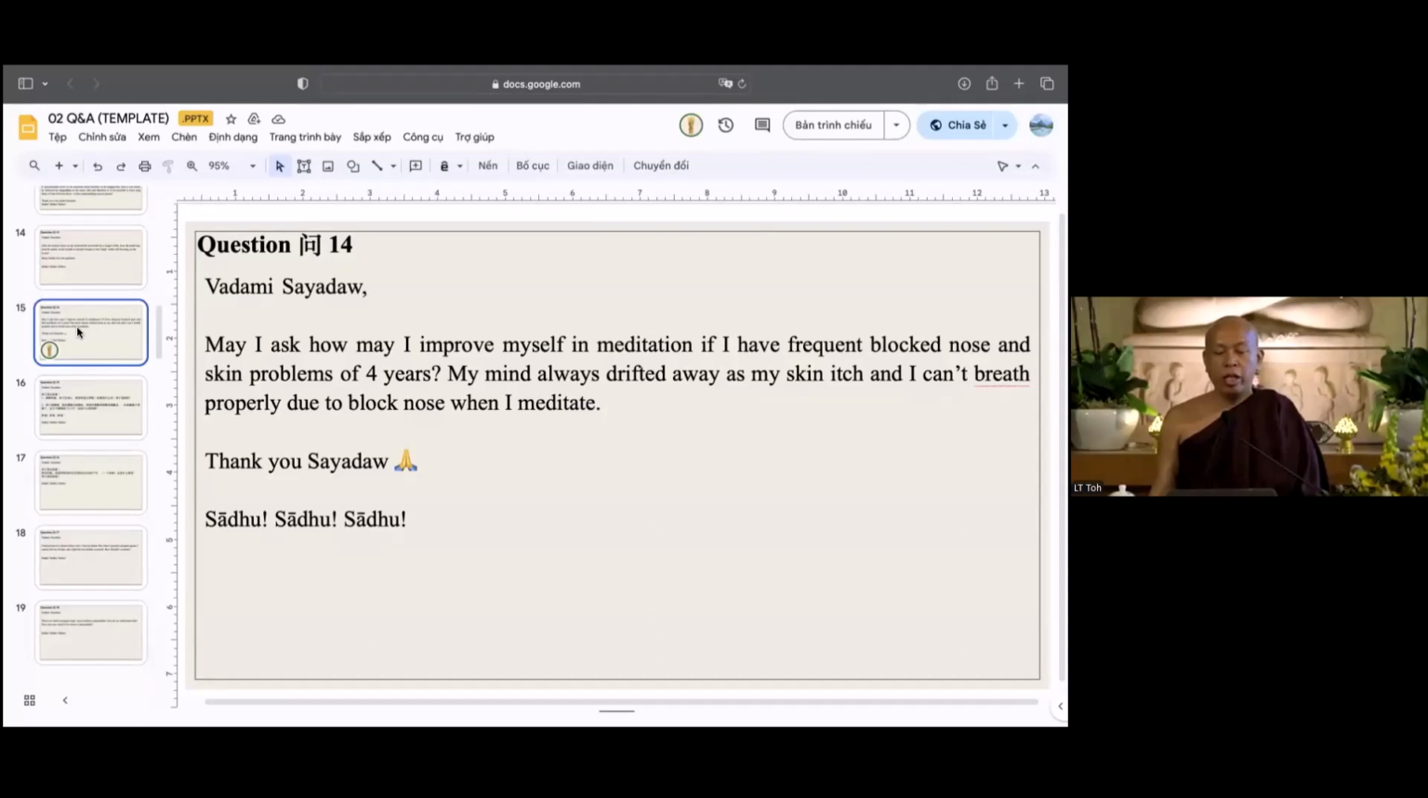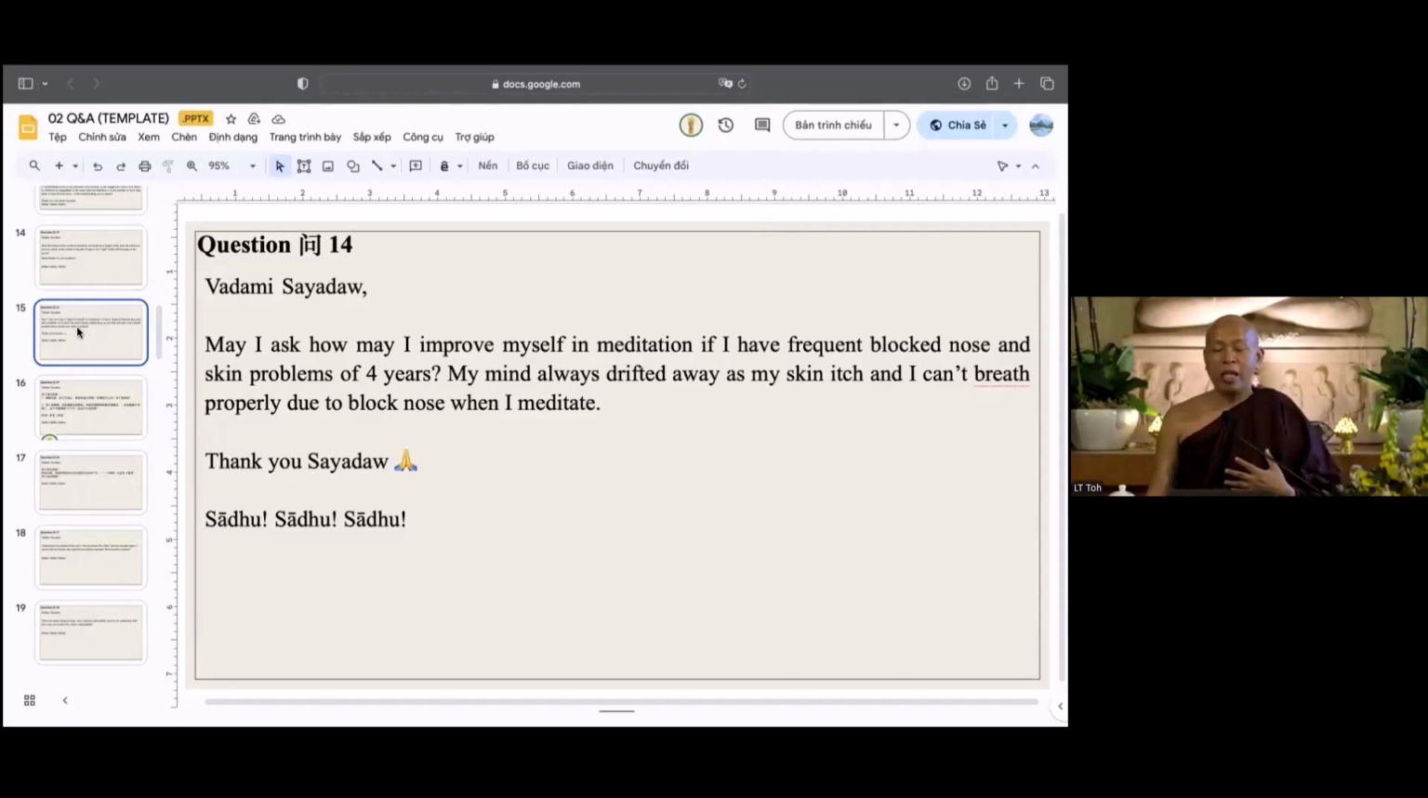Okay, sure. In your case, actually, if you have some blockage of nose, we don't recommend to practice anapanasati. It should be another subject. Another one is a skin problem, right? If you're too itchy, then it will also be difficult for you. There should be another subject. For example, when you do Buddhanusati, it can be external, not from your body.